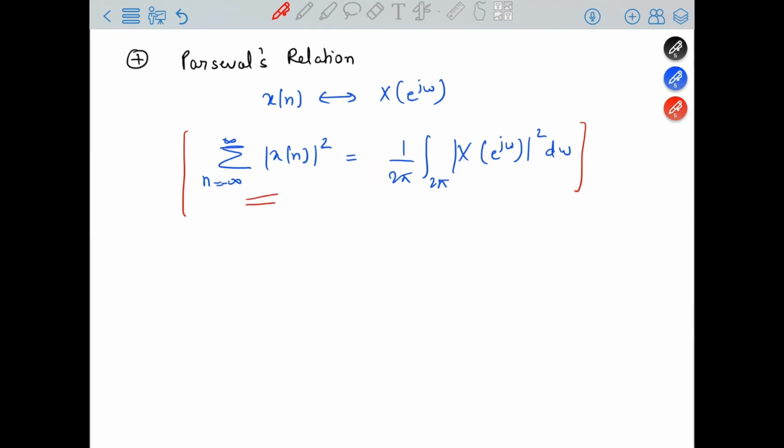From the time domain, this expression gives the energy of the signal, and from the frequency domain we can use this expression as per the question given. Suppose only the frequency domain data is given, you can directly calculate the energy of the signal using this formula.